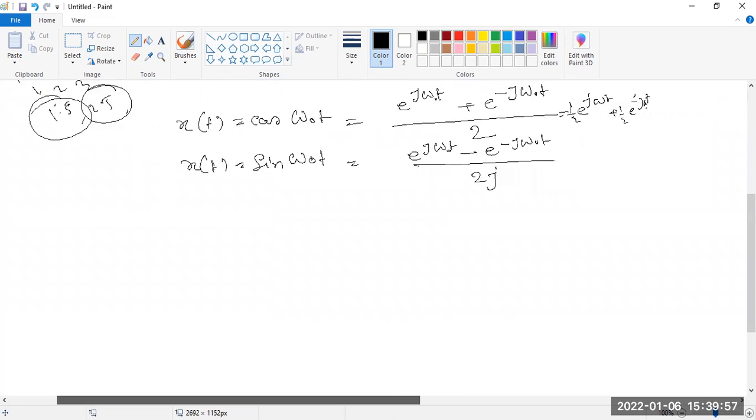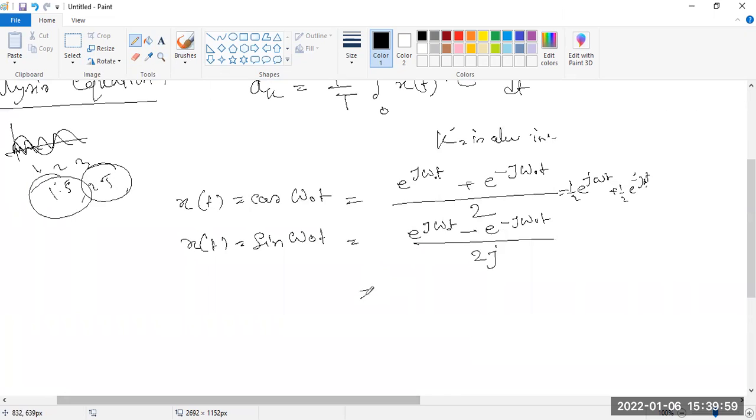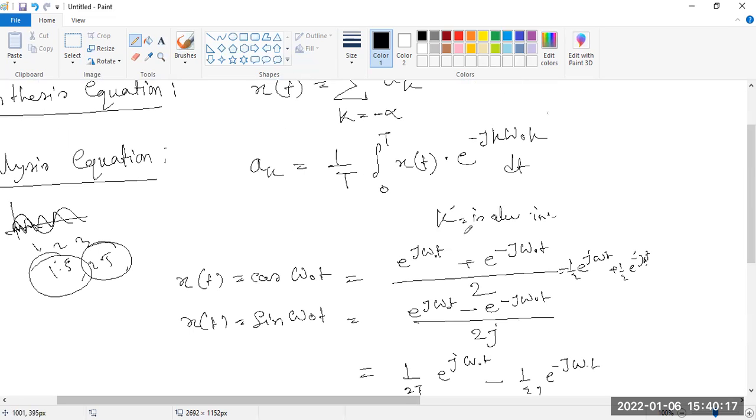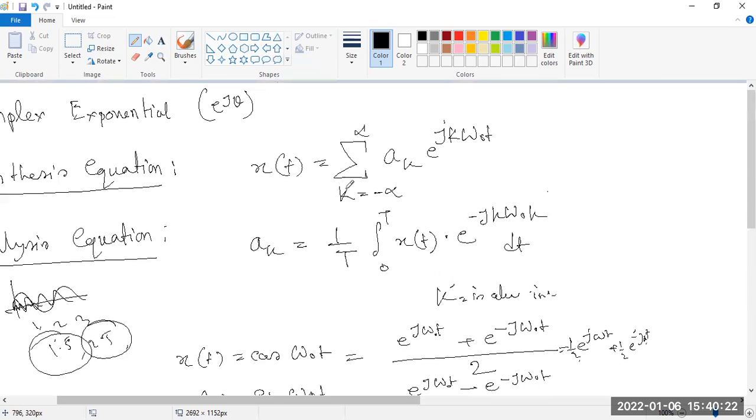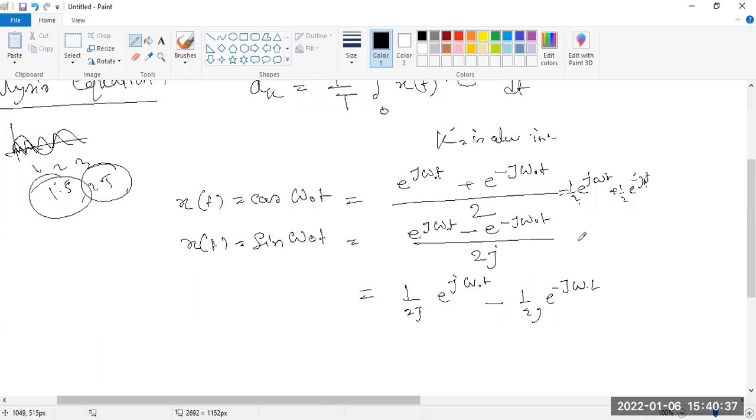If I break this, it is 1 by 2j e to the power j omega naught t minus 1 by 2j e to the power minus j omega naught t. Look, there are some coefficients here, a0, a1. This a_k means if I put k equal to 0, then I get a0. If I put k equal to 1, then I get a1.